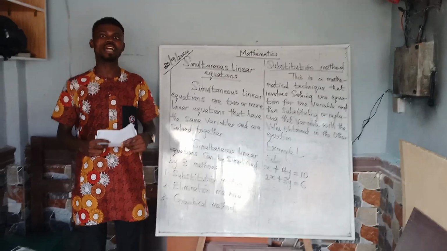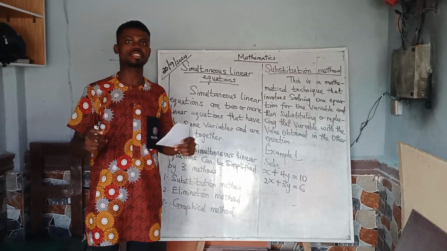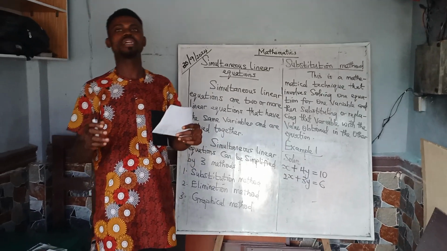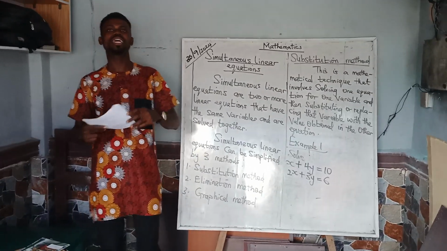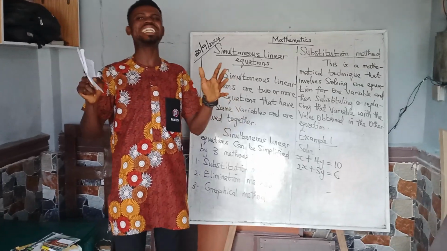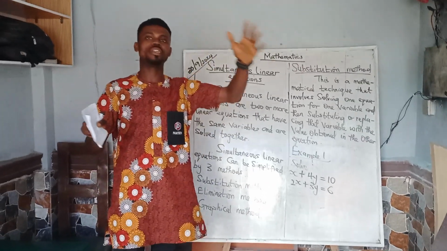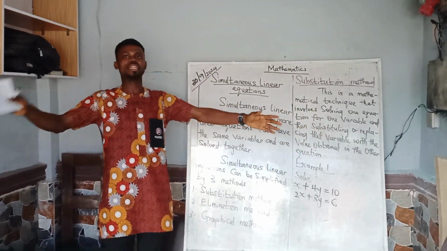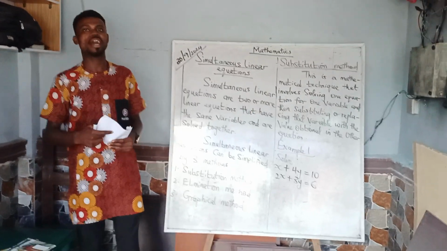Now, in our last class, if you were present, I said that an equation is a mathematical expression separated into two parts by an equal to. So we have the right hand side and the left hand side separated by an equal to.